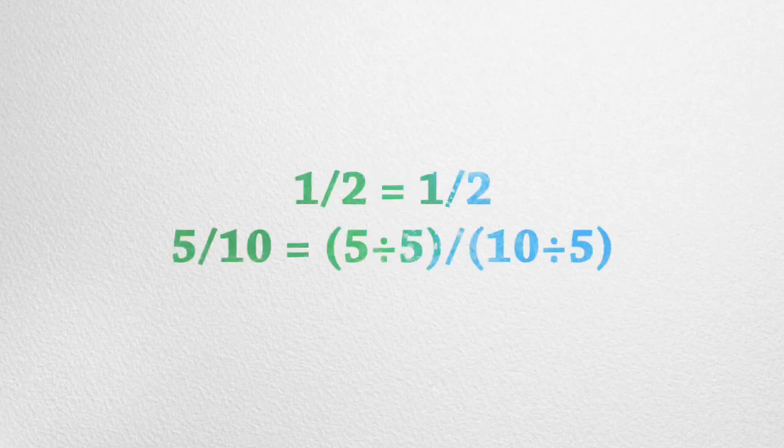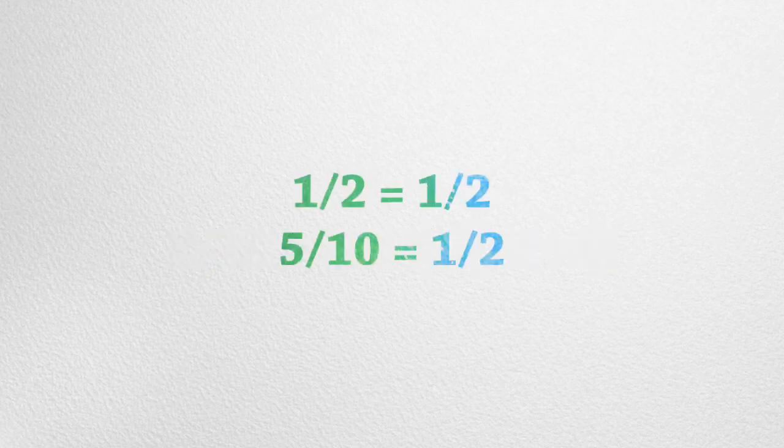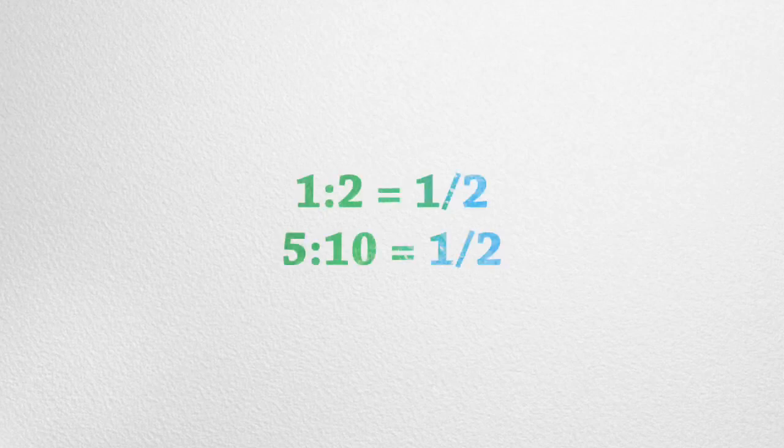Now, if we take a look at 1/2, we can't make that any simpler than it is. There's no number we can divide into both the top and bottom. So we're going to move down to the 5/10 and notice that we can divide both the top and bottom by 5. And if we do that, we end up with 1/2, showing that both ratios have the same value, 1/2. Like so, 1 to 2 is a value of 1/2, and 5 to 10 is actually a value of 1/2 as well.